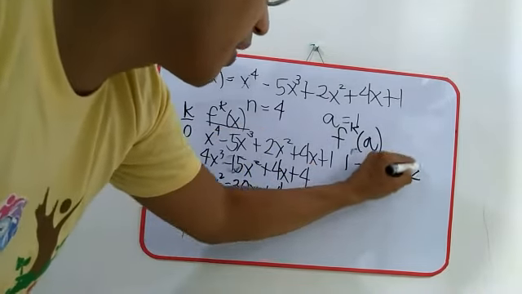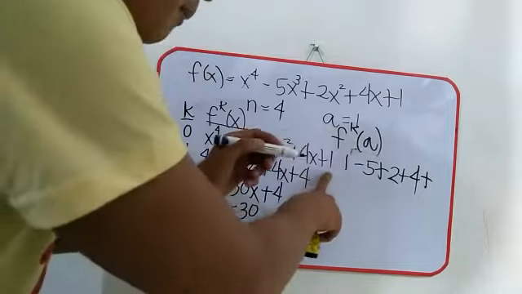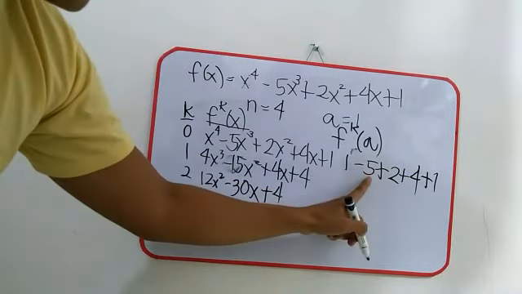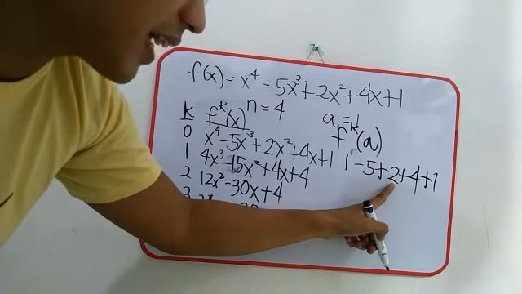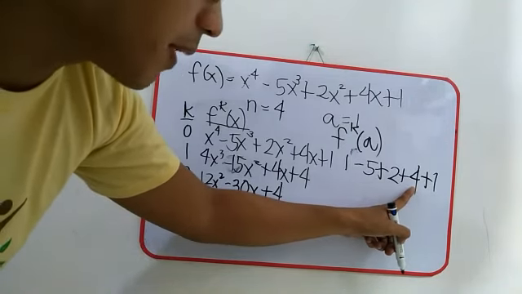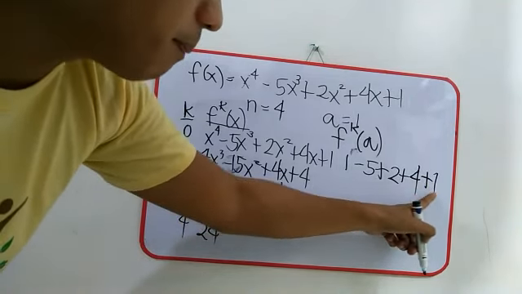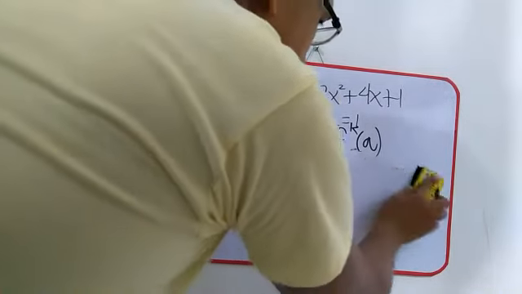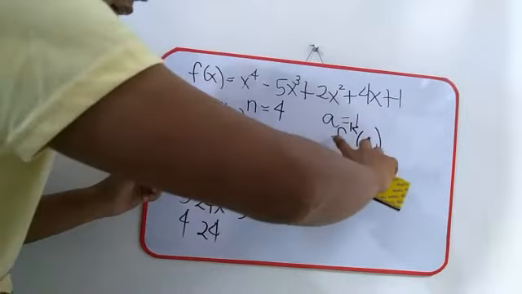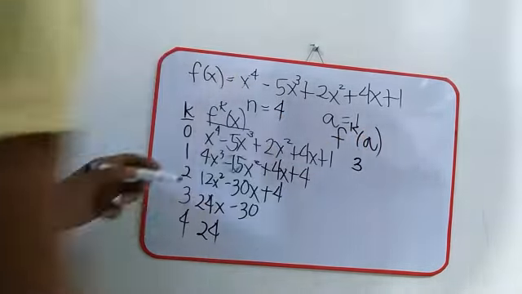Then we will add positive 1. So 1 minus 5 is negative 4. Negative 4 plus 2 is negative 2. Negative 2 plus positive 4 is positive 2. Then positive 2 plus 1 is equal to 3. So for f raised to k of a, we have positive 3.